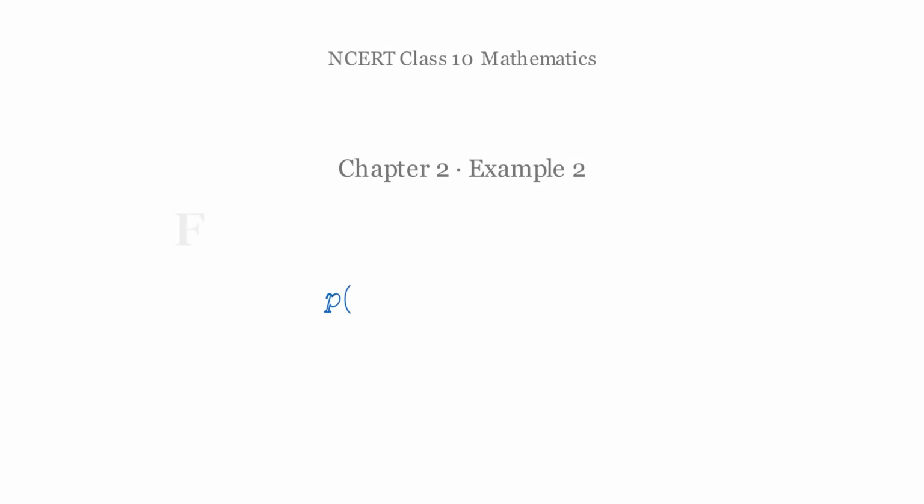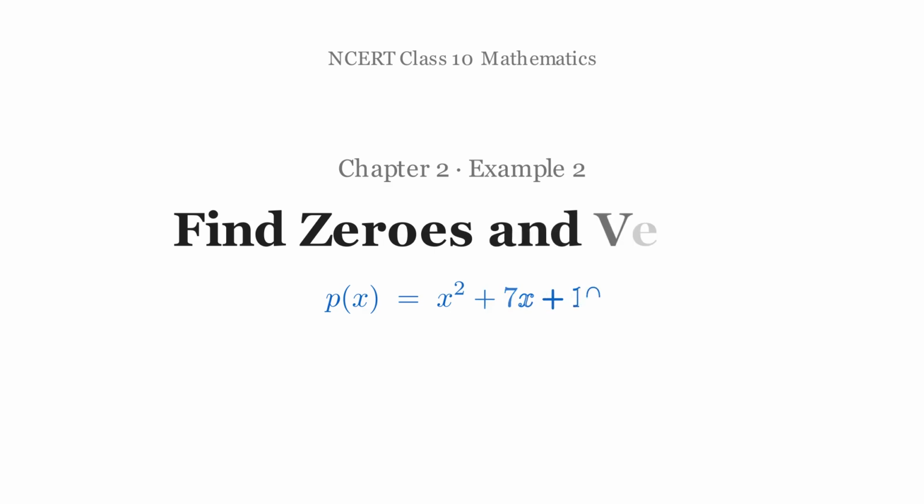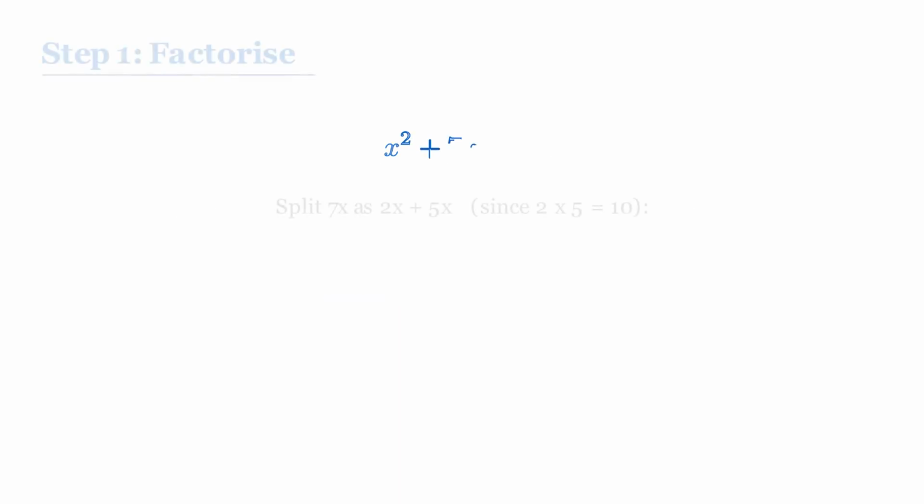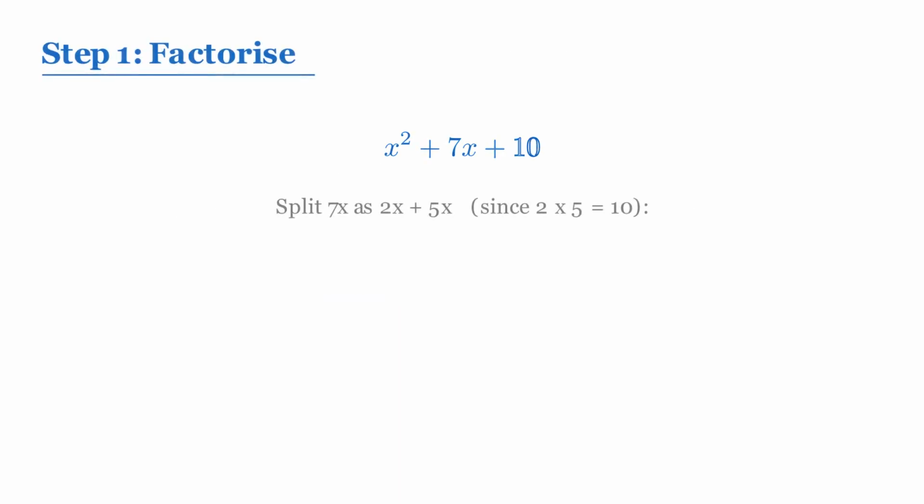Example 2 asks us to find the zeros of x to the power 2 plus 7x plus 10. We also need to verify the sum and product relationships. We need to split 7x into two parts whose product is 10.